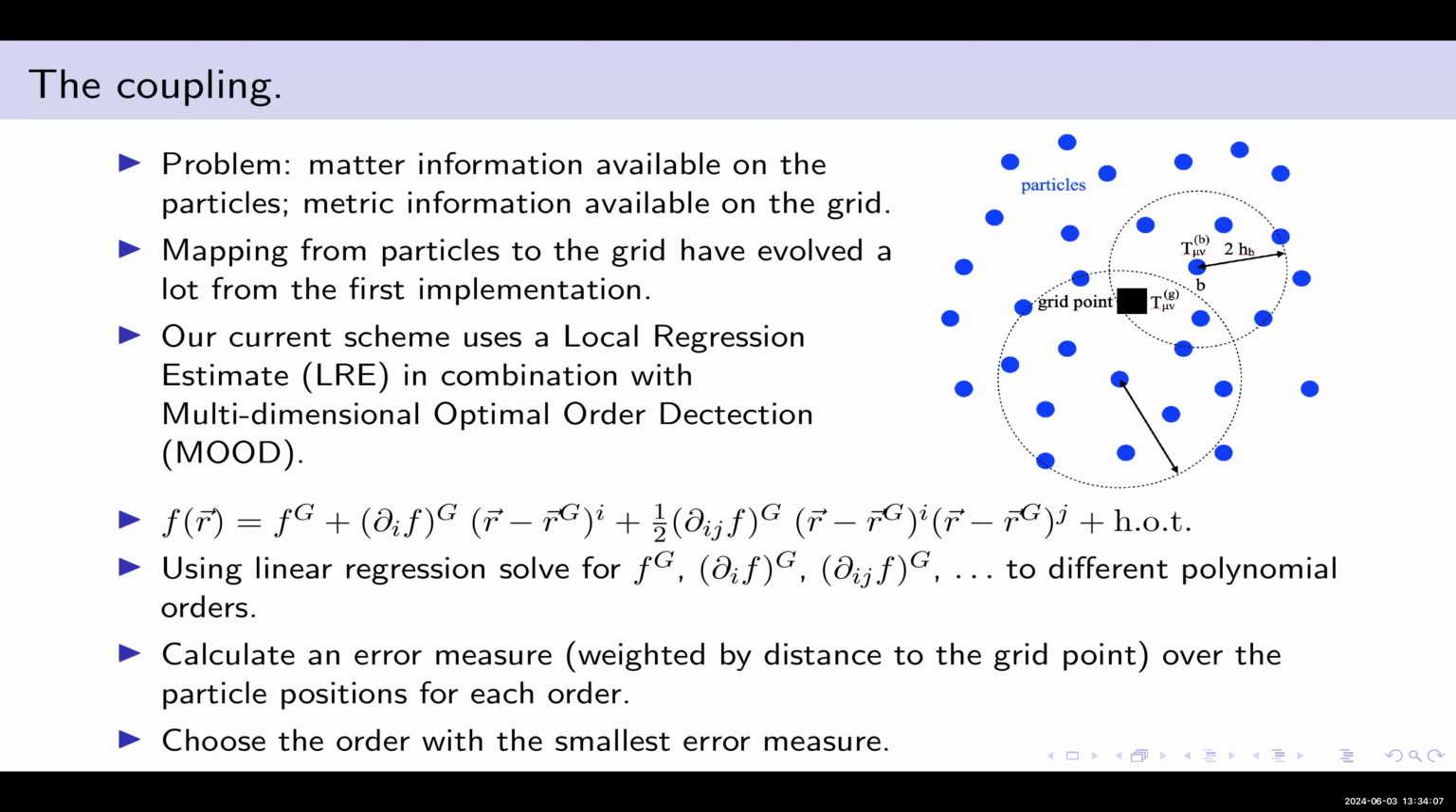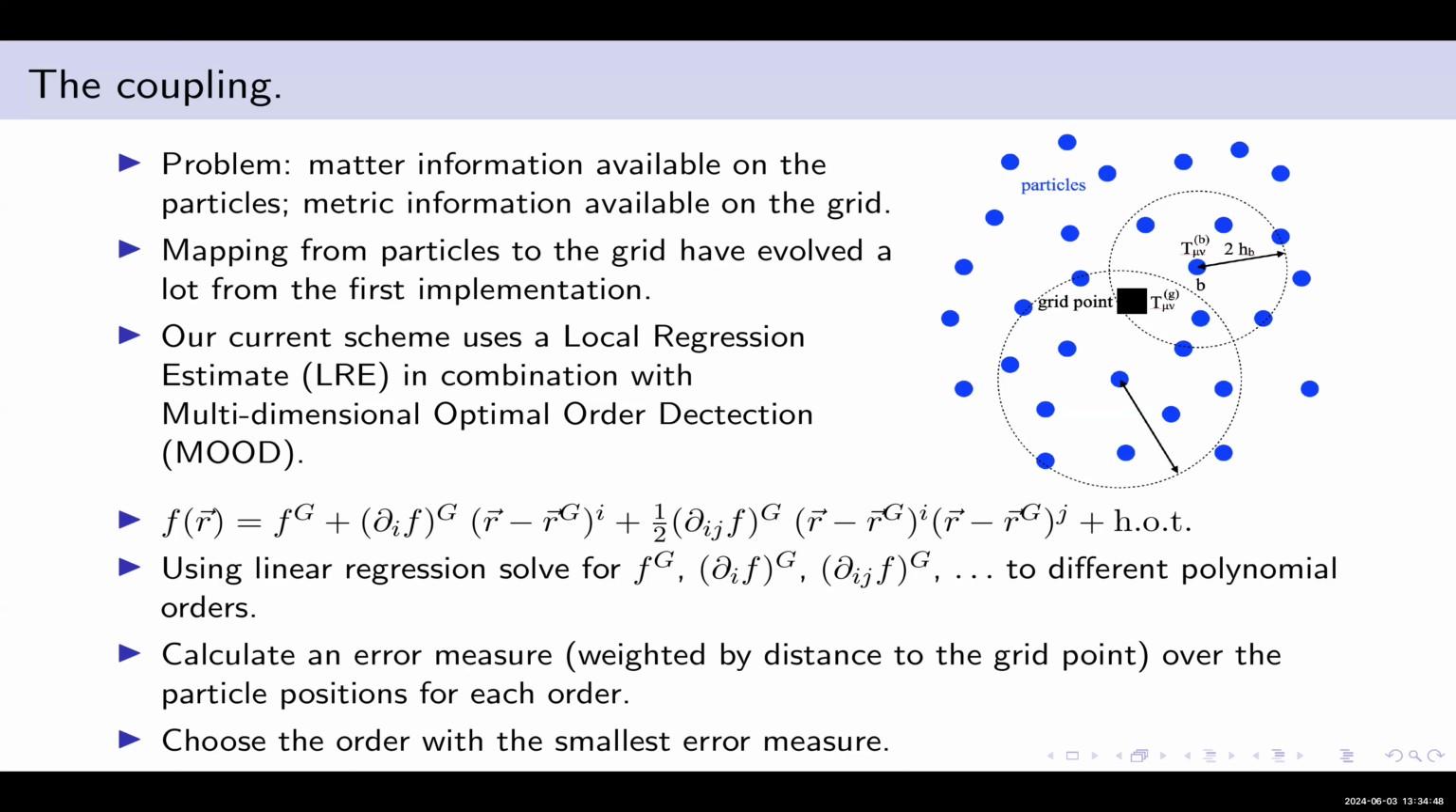And so the current scheme that we have uses what we call a local regression estimate in combination with something we call a multidimensional optimal order detection scheme. It's a mouthful. But the main idea is fairly simple. You have a grid point here, and you have a bunch of particles around it. And so what you can do is expand the quantity that you know at all the particle locations in a Taylor expansion around the grid point. And so you get the quantity is equal to the quantity at the grid point plus the derivatives at the grid point times the distance and so on.